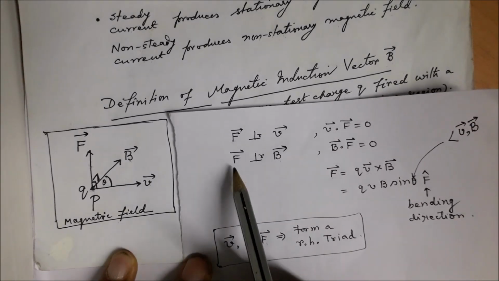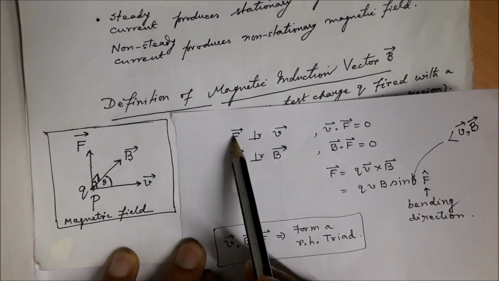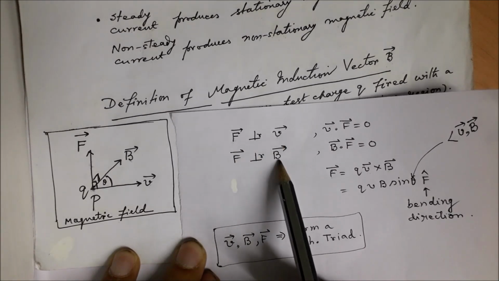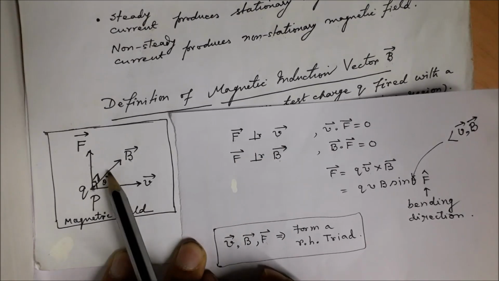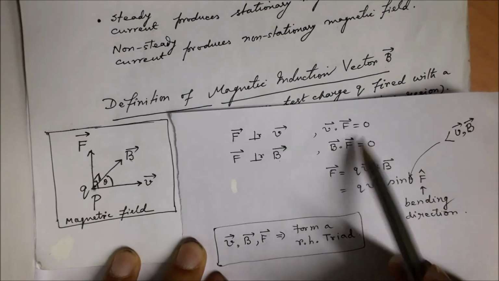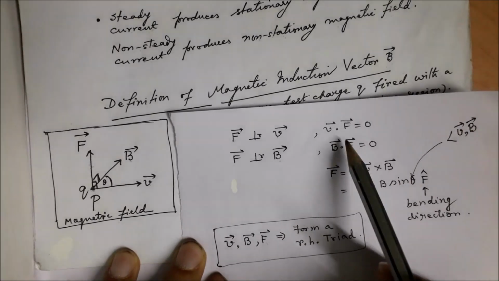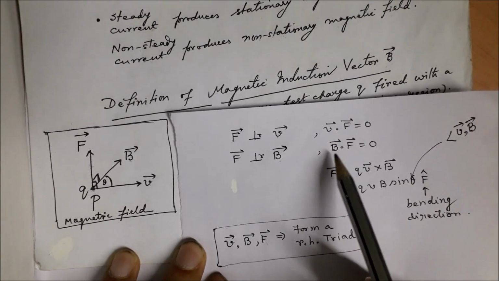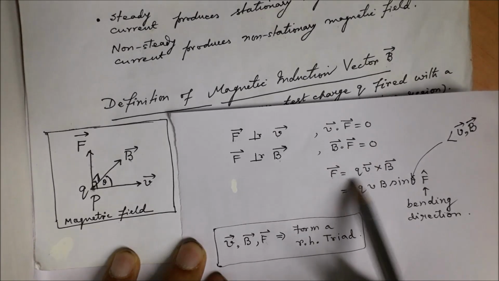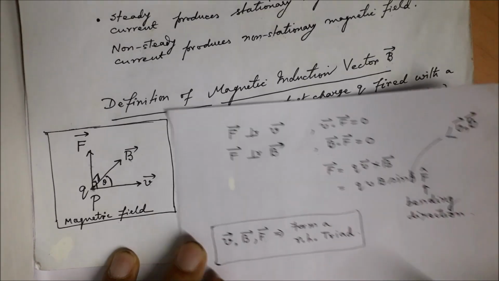We also note that the force is perpendicular to velocity as well as magnetic induction. Force is perpendicular to B as well as vector V, as indicated by these relations. The dot product of V and F as well as dot product of B and F are 0, which can be derived from this equation very easily.